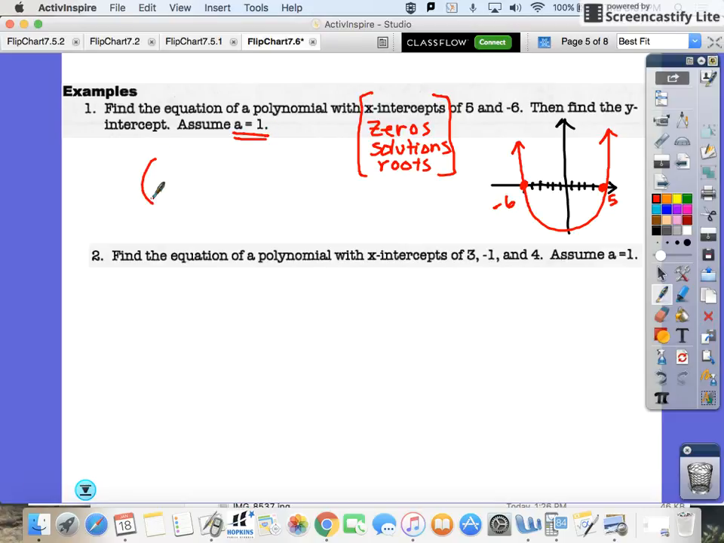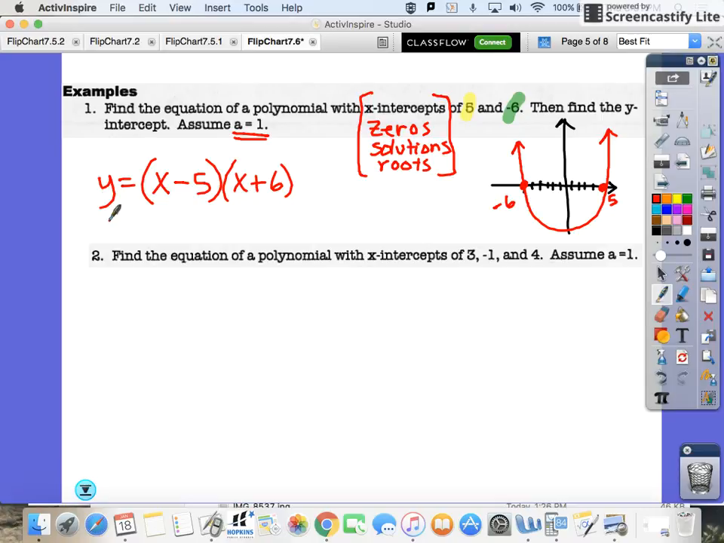And then if you had to create the equation, what you would do is you end up putting the opposite of the 0 into the equation itself. So since our solution or one of our roots was 5, we end up putting in x minus 5. And then since the other one was -6, we end up putting in x plus 6. And this would be our equation.